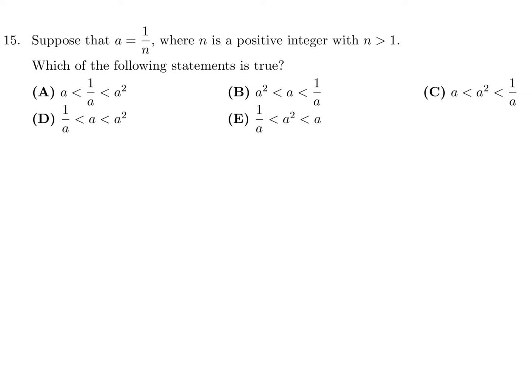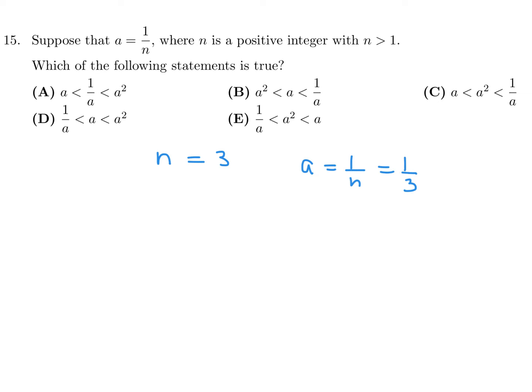Suppose that a is equal to 1 over n, where n is a positive integer with n greater than 1. Which of the following statements is true? Okay, as always in these kinds of questions, I just use a number. So if n is a positive integer greater than 1, you can use anything you want. I'll just use 3. So therefore, a, which is 1 over n, is equal to 1 over 3.